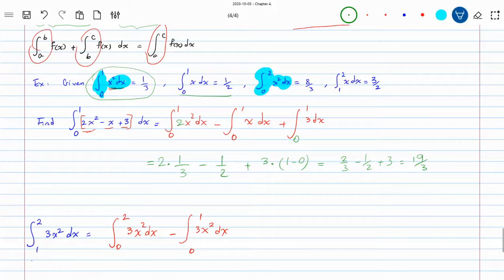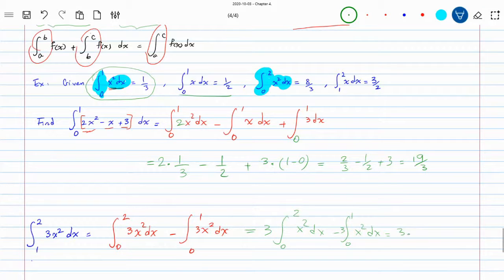And now we already know some of these. This is the same as 3 times the integral. The constant doesn't really matter. You can multiply it later. 3x squared dx minus 0 to 1. Sorry, 3x squared dx.